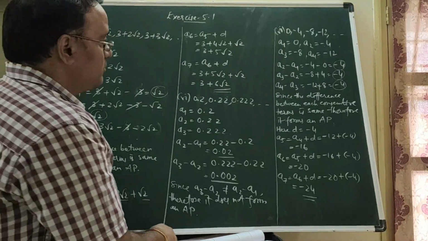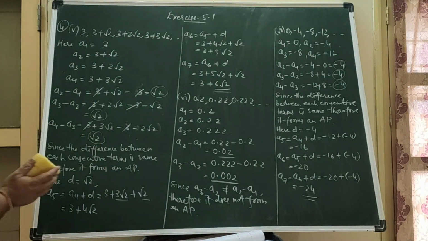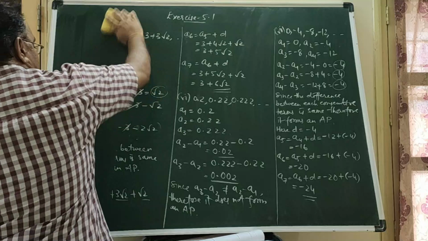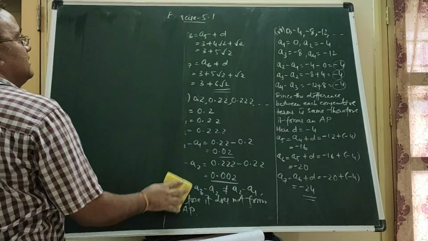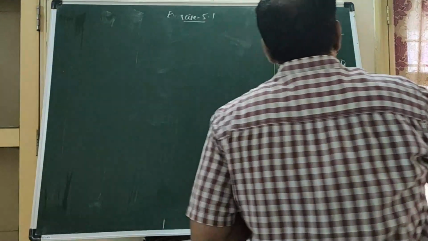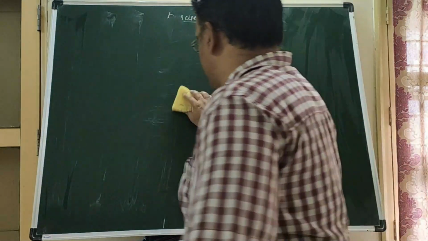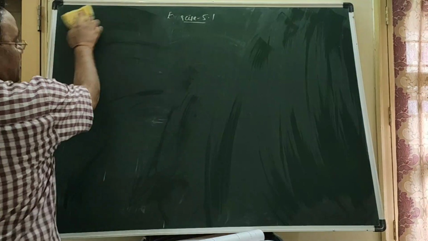Okay. So now let us move towards question number 8. So total 15 bits are there. We'll try to wind up and we'll try to start the new exercise.